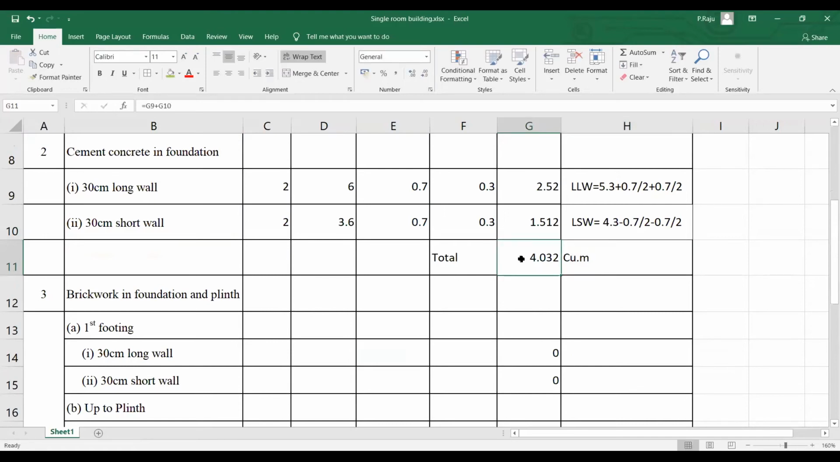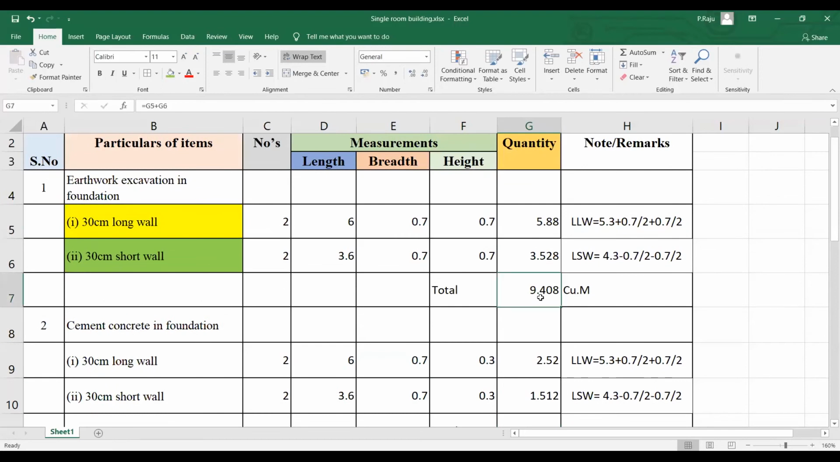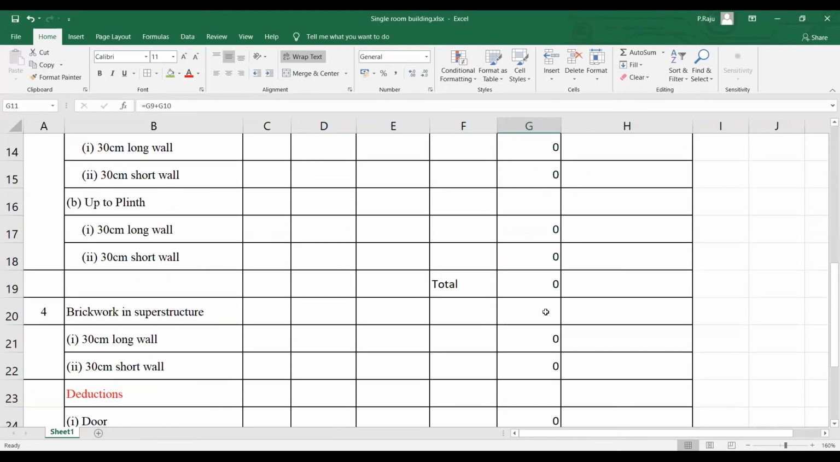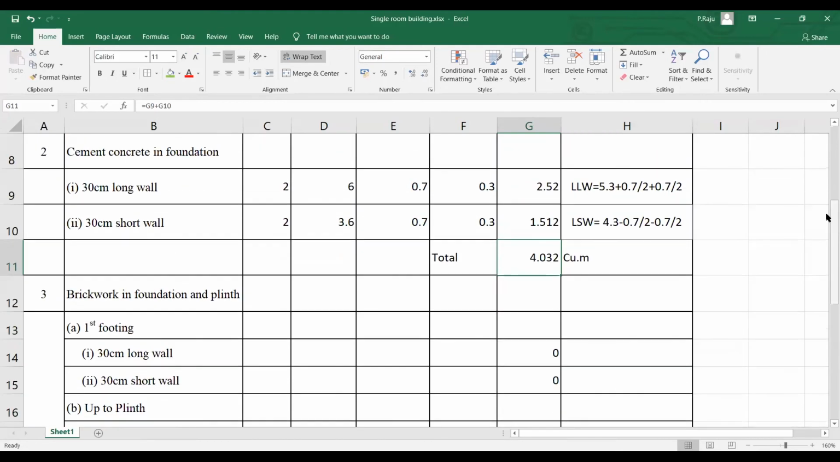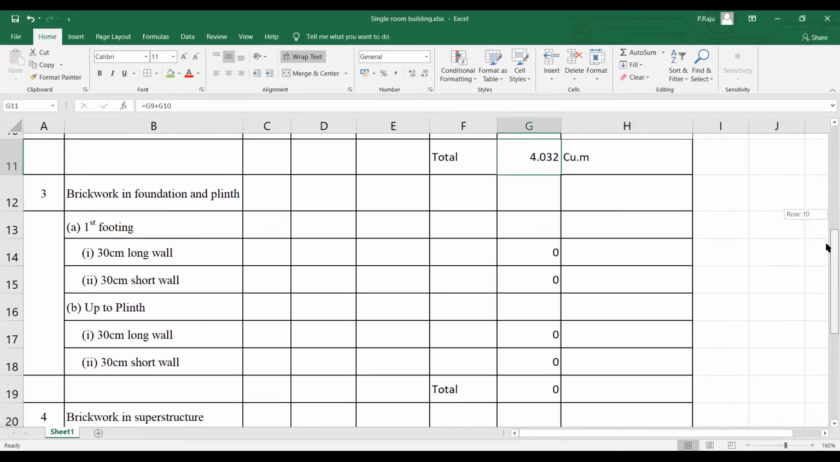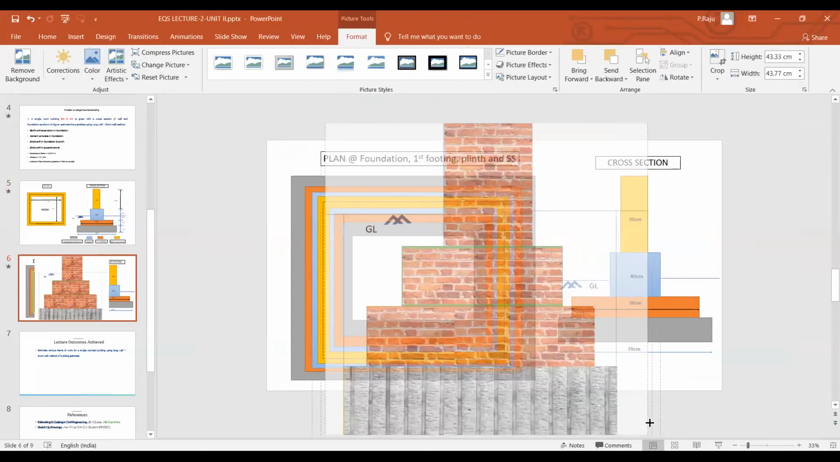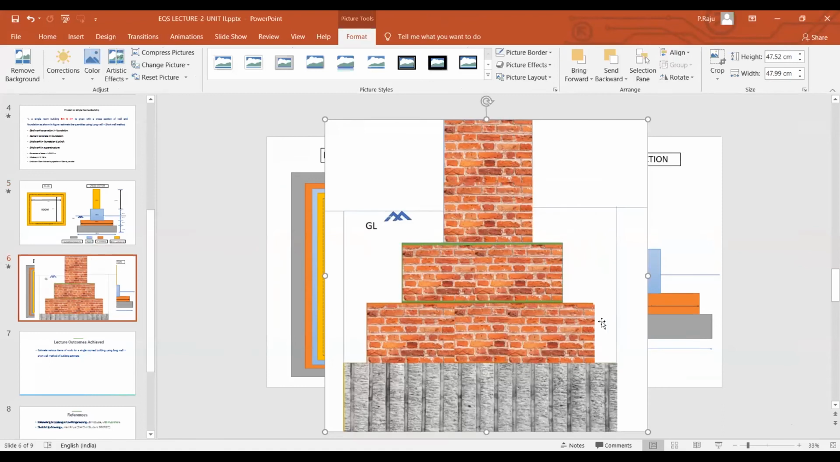So we have obtained the quantity of earthwork excavation required and also the foundation concrete required. Next one is brickwork in foundation and plinth. So brickwork in foundation and plinth. In the last class also I have said to you regarding this and how it will look. So I think it is visible.